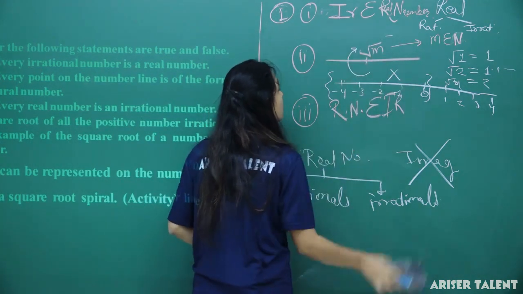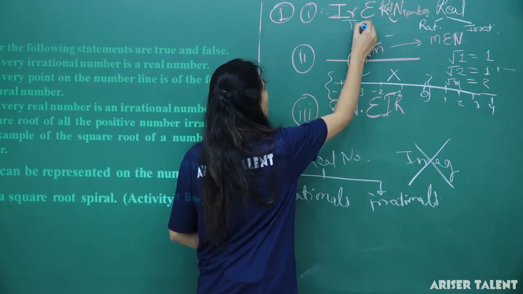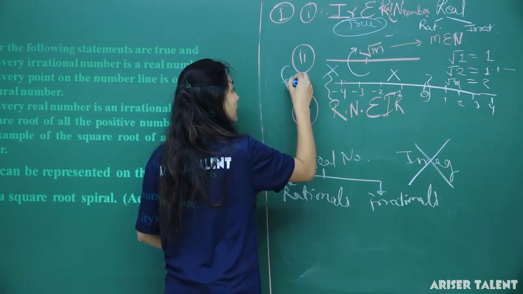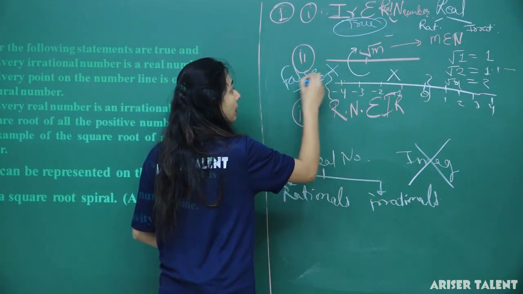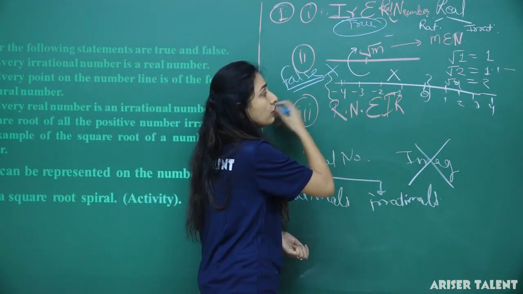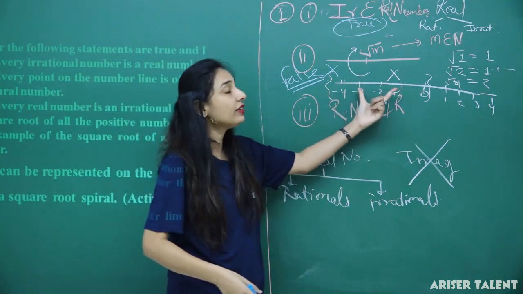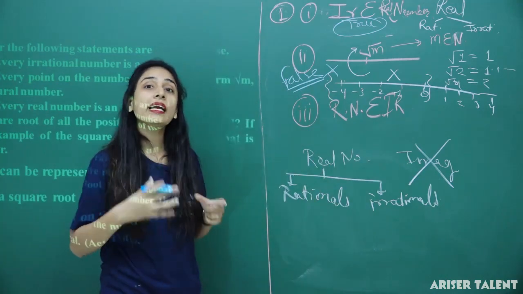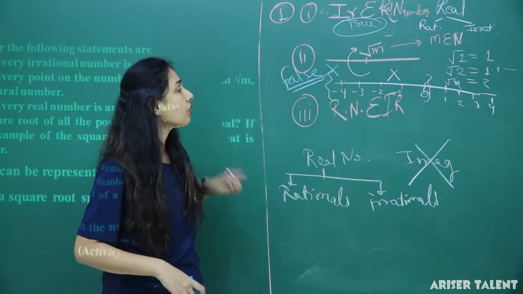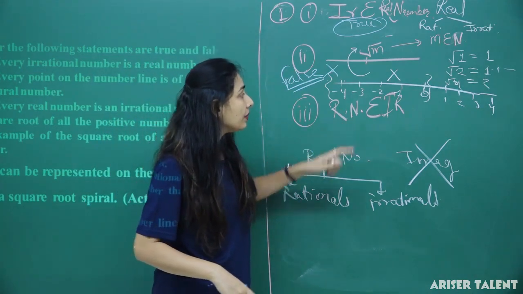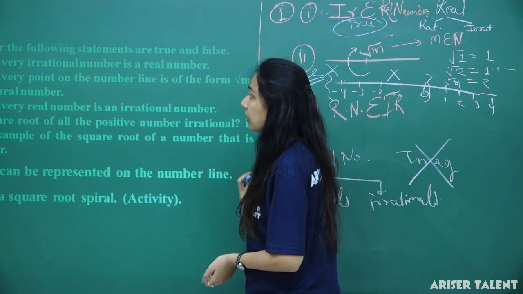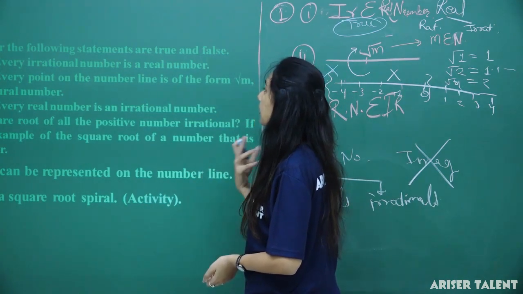So the first one was true, but this second statement is completely false. Why is it false? Because it is not defining -1, -2 and so on, the negative integers, all the negative numbers on the number line, which cannot be defined. So this is wrong. Now the third: all real numbers belong to irrational. Every real number is an irrational number.